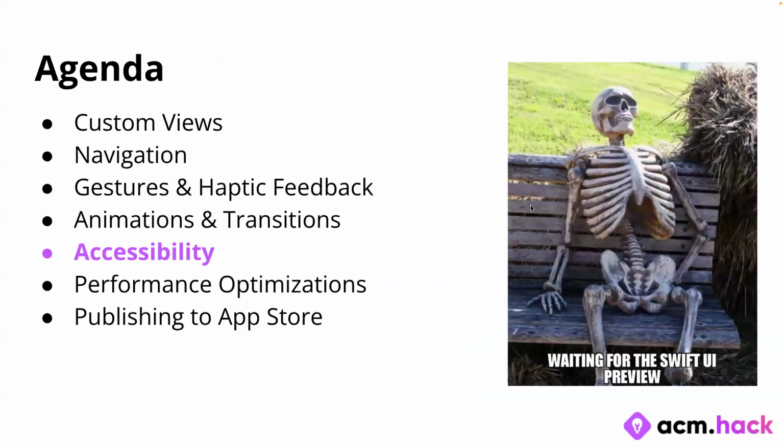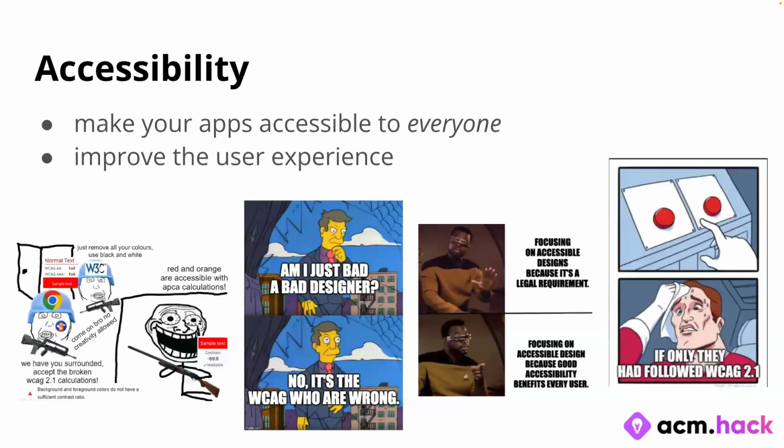So yeah. Next, we'll be talking about accessibility. And this will be a pretty short section, but I think it's something worth mentioning in case you're curious about it. So the purpose of accessibility is to make your apps accessible to everyone and to improve the user experience. I put some memes on the bottom that I thought were pretty funny. I don't know if you guys will understand it though, but yeah. But basically it's just ways of making users be able to experience and interact with your app in a better way.